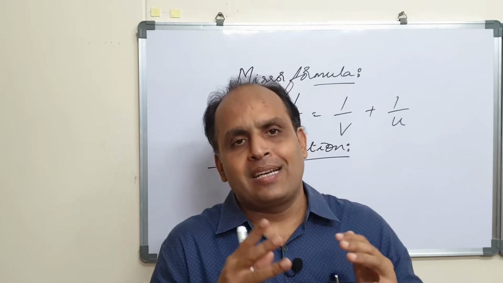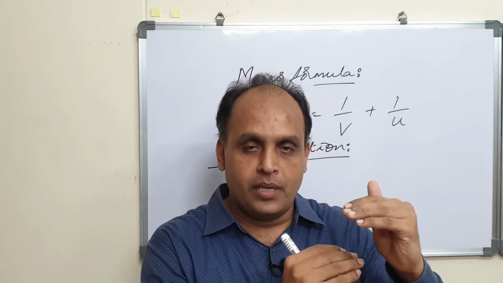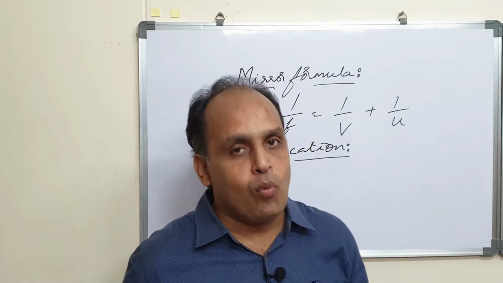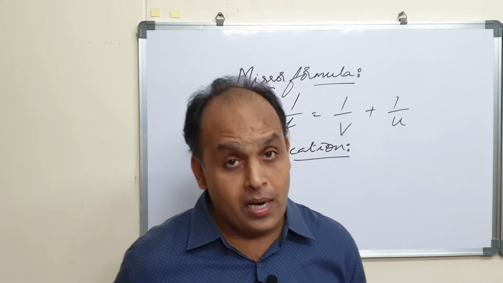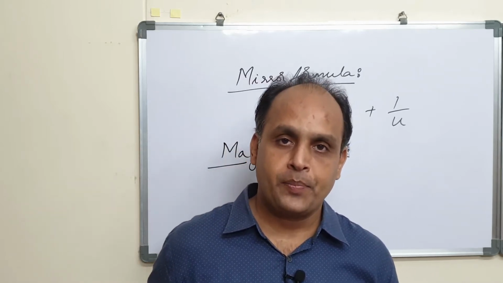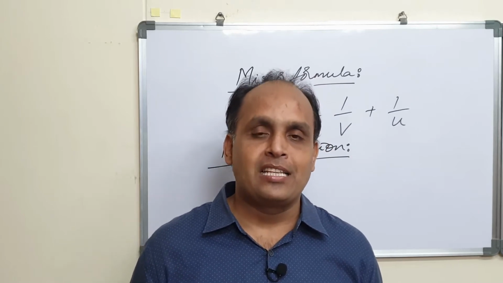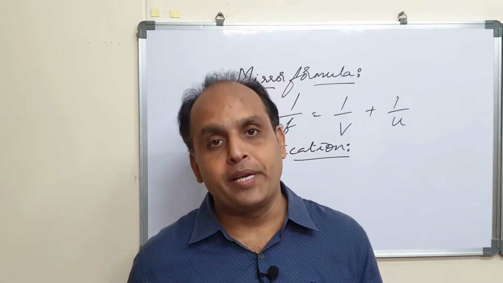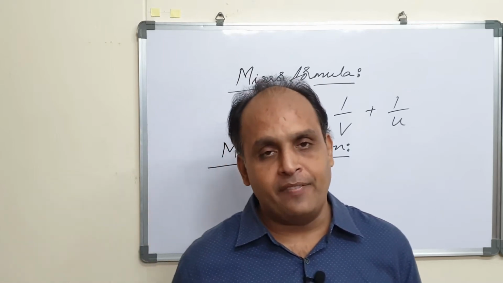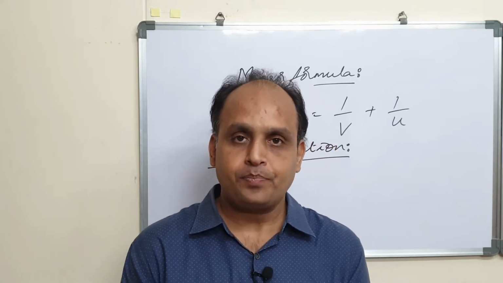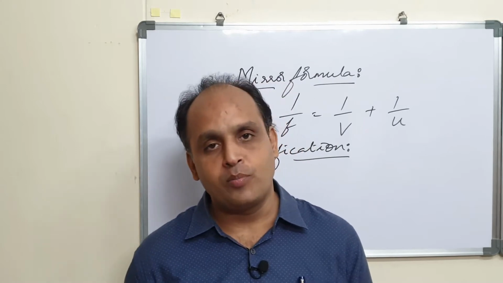Now it is quite clear that if the magnification, that is that ratio, is less than 1, we can understand that the height of the image is smaller than the height of the object. And if it is greater than 1, we can understand that the height of the image is bigger than the height of the object. What if the magnification is equal to 1? If the magnification is equal to 1, then the height of the image and the height of the object are the same.